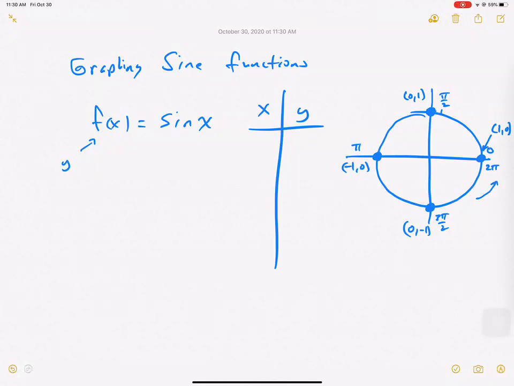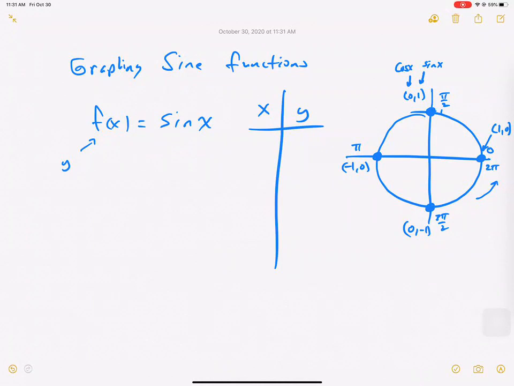Now just as a reminder that the sine value for the unit circle, remember this, the x is my cosine value and your y value is your sine value. So this is going to help us, without a calculator, come up with our sine values very quickly.